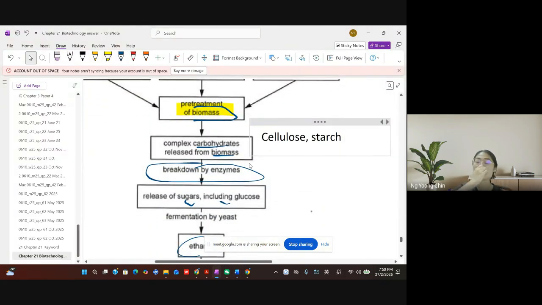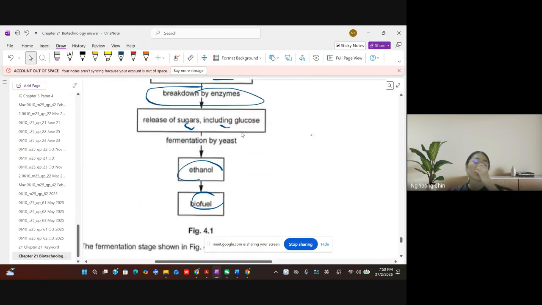The enzyme will break down the complex carbohydrates inside the biomass into glucose monomers. So they will release sugars, including glucose. Glucose is just one of the products being produced. Glucose is the source for yeast fermentation, because whenever the yeast wants to do fermentation, they require an input of glucose.